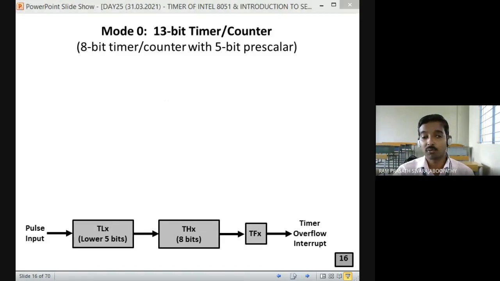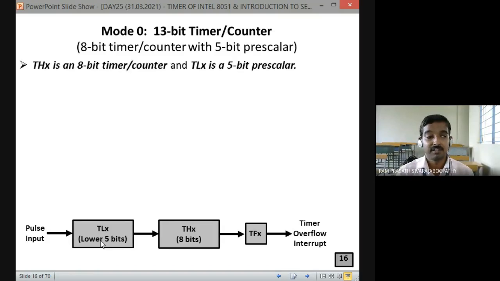When does overflow occur? From 0 to 31, 31 counts are done. On overflow one more count happens, and only then does it become 0 again. Correct? So how many counts does it need to overflow? 32 counts. That means for every 32 pulses of input, this is going to overflow. When it overflows, it provides a single clock pulse to THX. What does it mean? The input frequency is already divided by 12. Again, to divide it by 32, we go for this particular method. I hope everyone understands this.